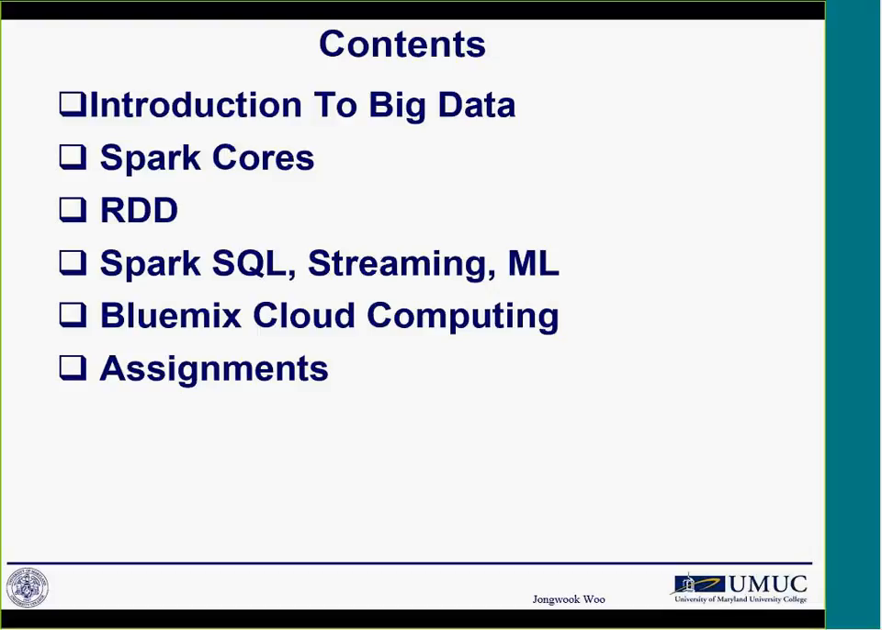And what is RDD? That is the resilient distributed data set. And that is the core of Spark. I will also introduce some Spark APIs such as Spark SQL, Spark Streaming, and Spark Machine Learning Library. And then I also briefly introduce Bluemix and how Spark can be run on Bluemix. And then I'm going to review assignments 4.1 and 4.2 to make it clear.